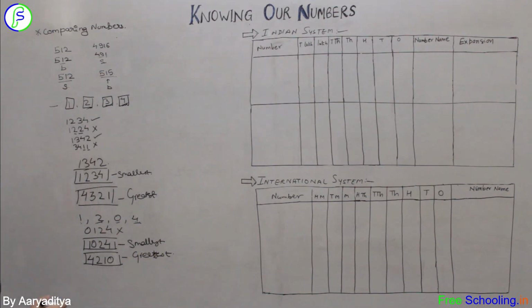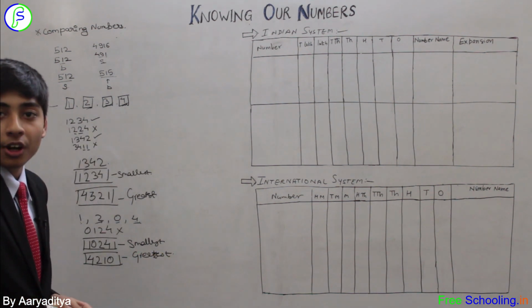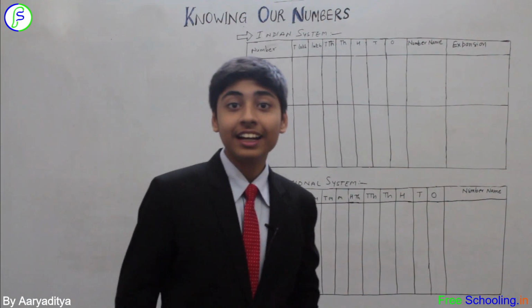If we have a 0 in the set of digits. Hope you all are clear with this. So now let us start with ascending and descending orders.